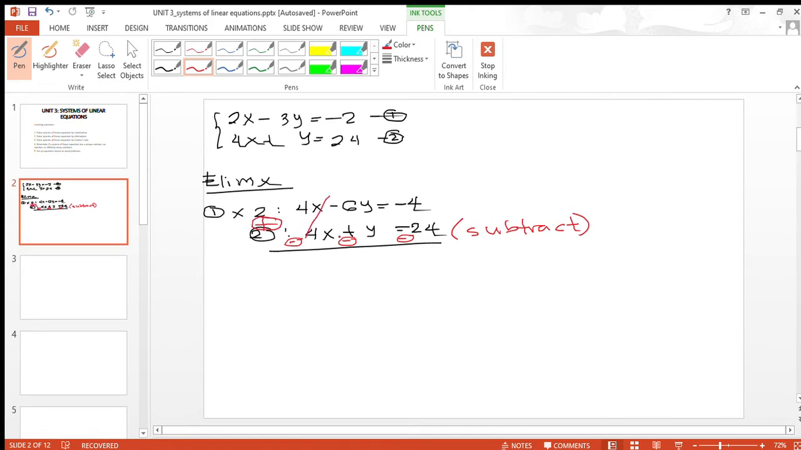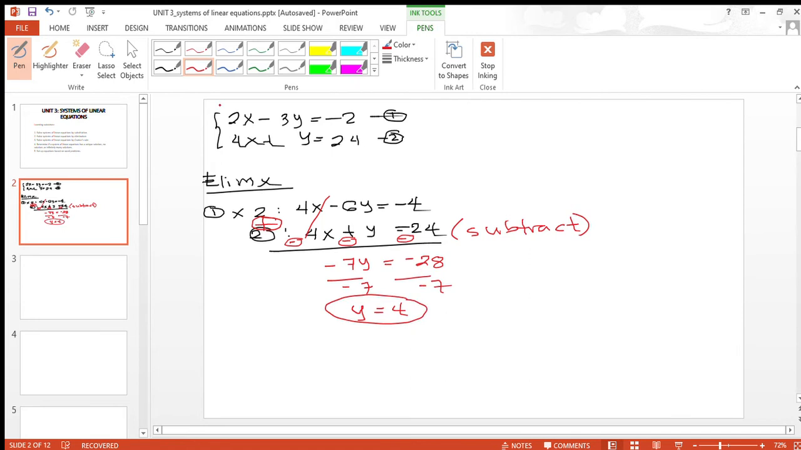So this will now be 0. This gives us minus 7y equals minus 28. Then dividing both sides now by minus 7, this yields y is positive 4.